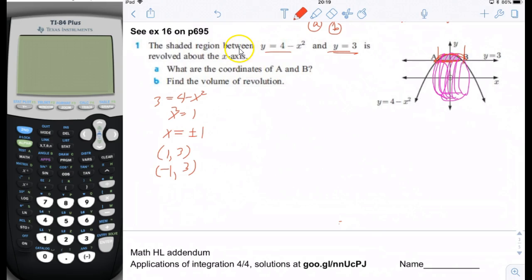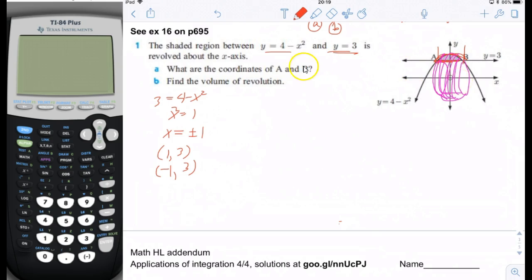So the region we're going to rotate is y equals 4 minus x squared, which is this upside down parabola, and y equals 3, which is this straight line here. And basically that forms this little chord here. It's a chord looking thing. And if you rotate this chord looking thing around the x-axis, you can see that you're going to get kind of like a wedding ring or something. It's kind of round on the outside, flat on the inside. And it's hollow like a ring, right?